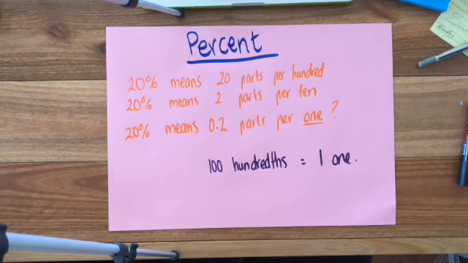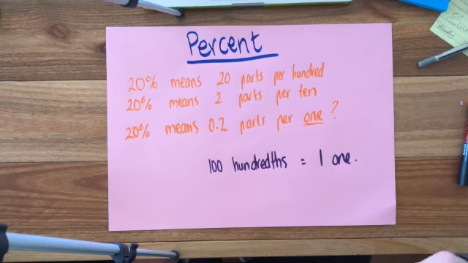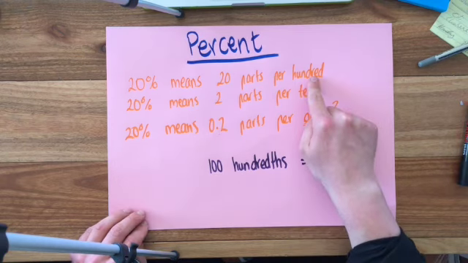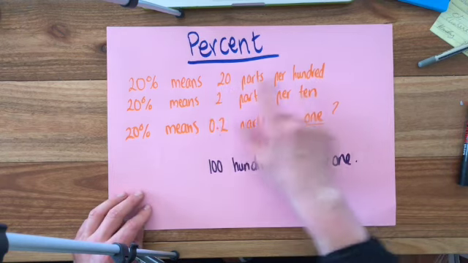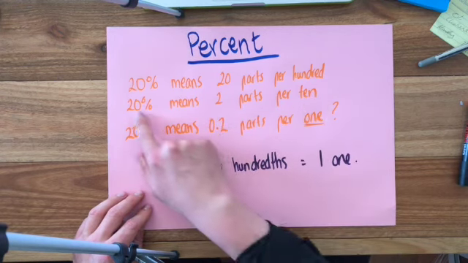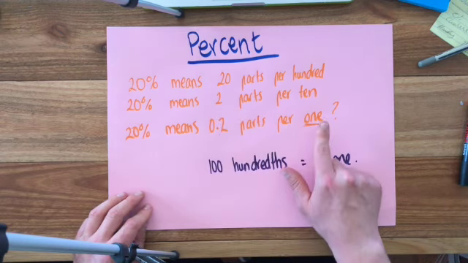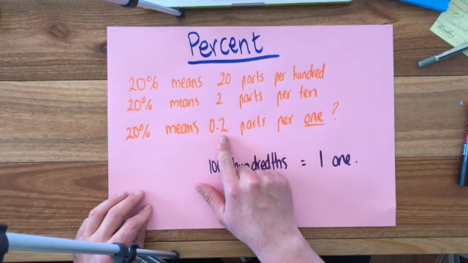I know it'll take a bit of getting used to understanding that way of thinking, but watch this video a couple of times and just think about the logical ways of how percent works. We're looking at percent as a part of an amount. So if we've got 100, we've got 20 parts of that 100 for 20%. If we've got 10, 20% of that is 2 parts. And if we've got 1 one, we've got 2 tenths for each part.